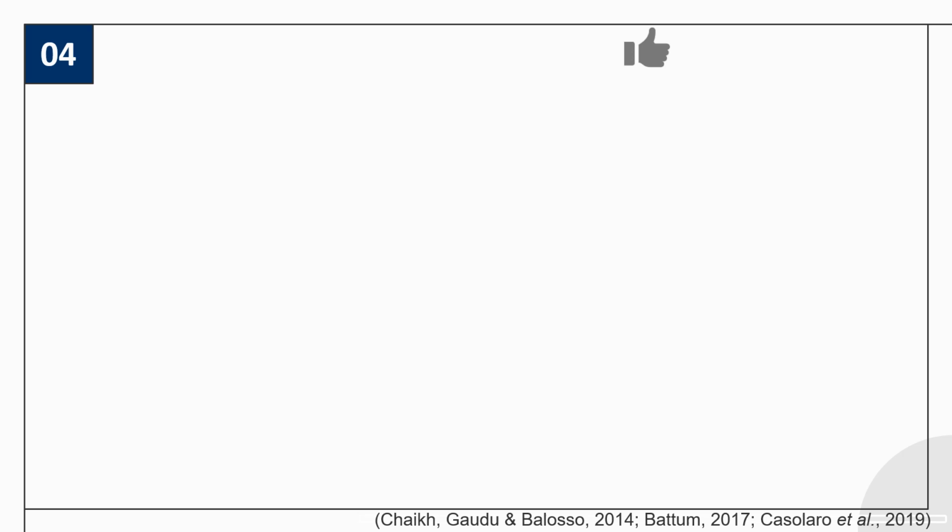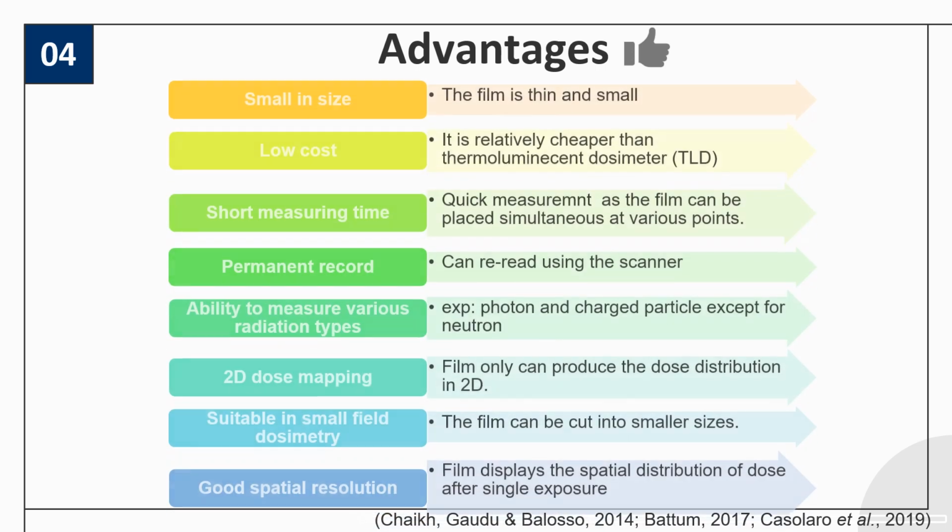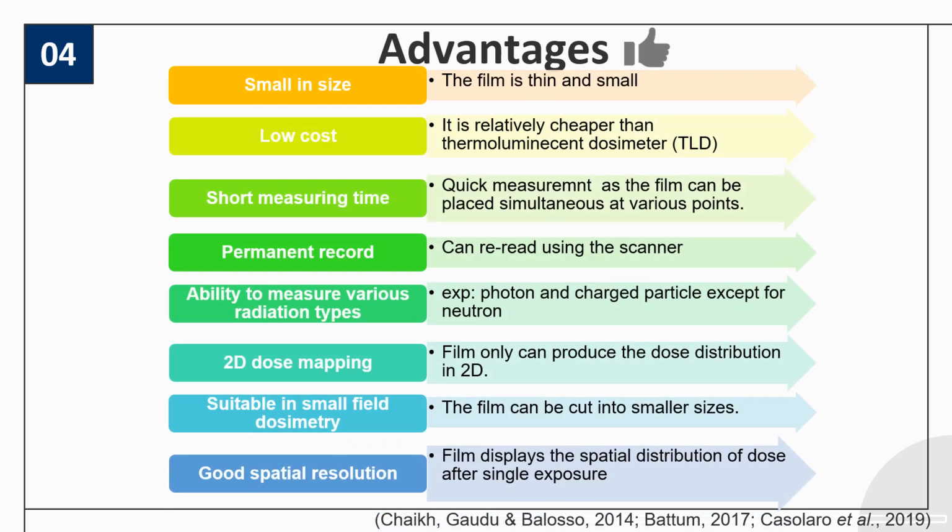There are many pros and cons in film dosimetry. First, let's talk about the advantages of film dosimetry. First of all, the film is considered as a very thin and small dosimeter. Moreover, the film is relatively cheaper than a TLD. Since the film can be cut into various sizes, therefore all the small films can be placed at various points simultaneously for quick measurement. Hence, this shortens the measuring time.